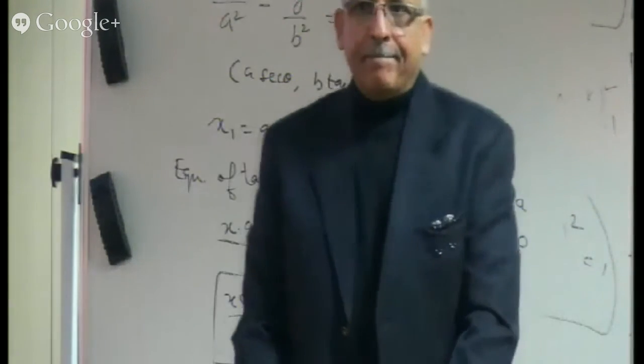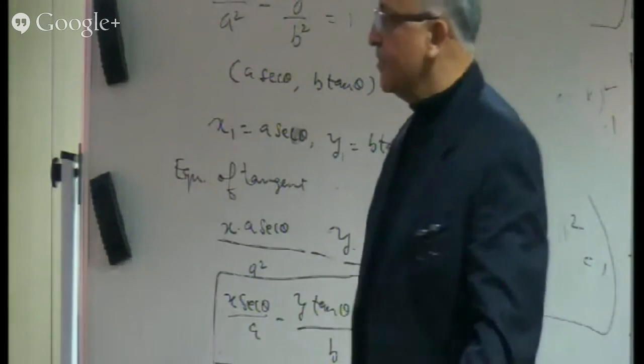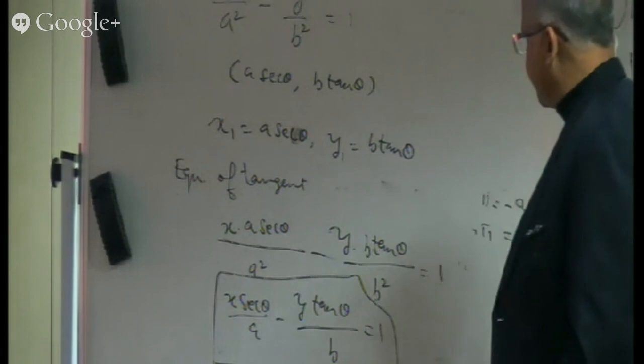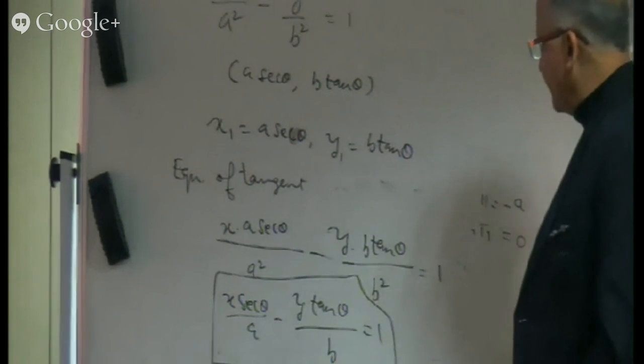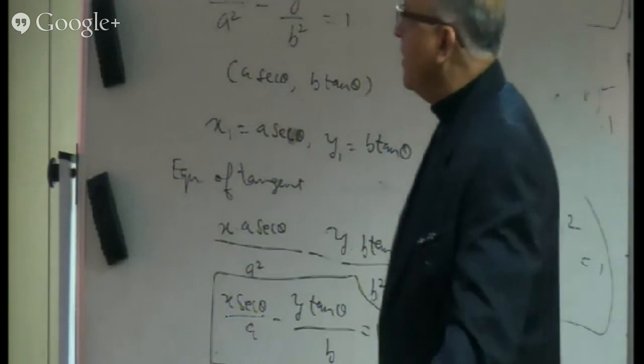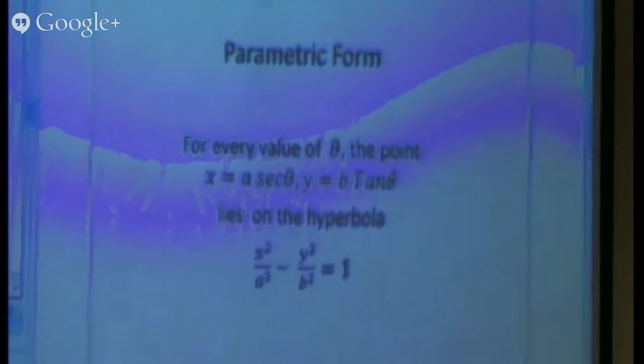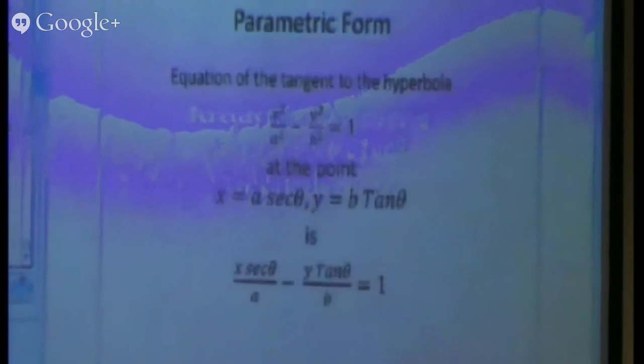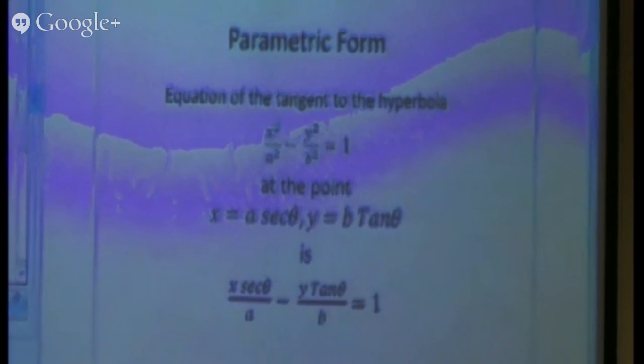Is that okay? This I've already told you, that for every value of theta, the point lies on the hyperbola. And on the next slide you will see the equation of the tangent. It is x secant theta upon a minus y tan theta upon b equal to 1.